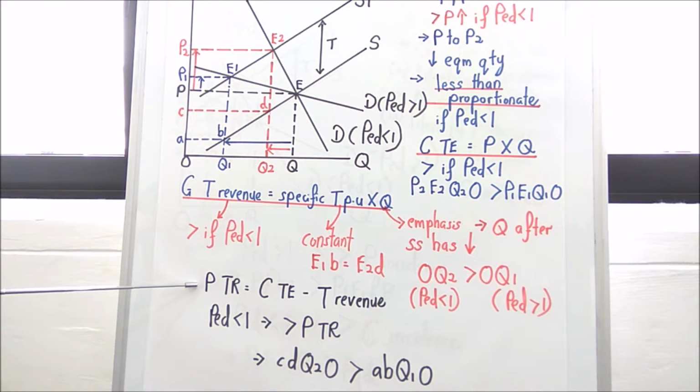As for producer's total revenue, it is the consumer's total expenditure minus the tax revenue. And this again will be greater if your PED is less than 1. Because if PED is less than 1, it will be C, D, Q2, 0, as compared to PED more than 1, it will only be A, B, Q1, 0, which is smaller.